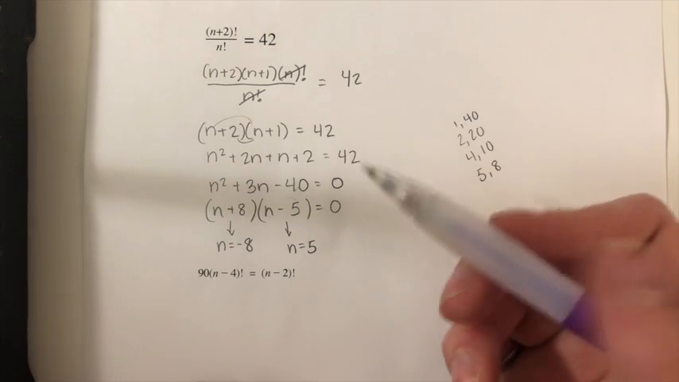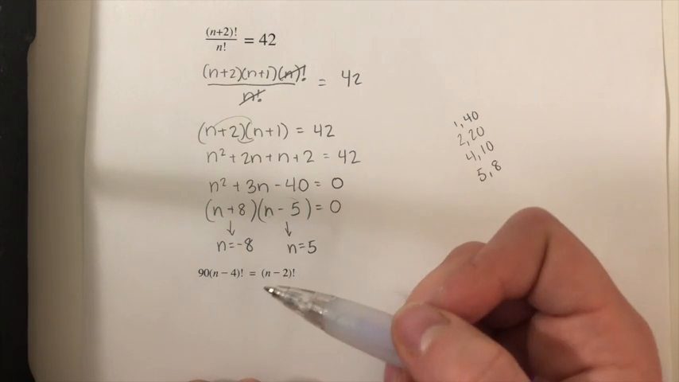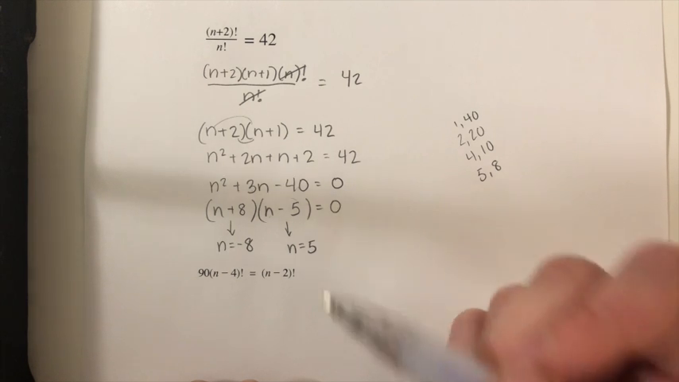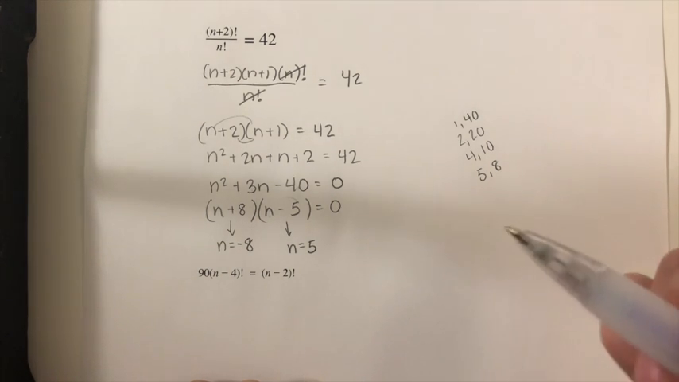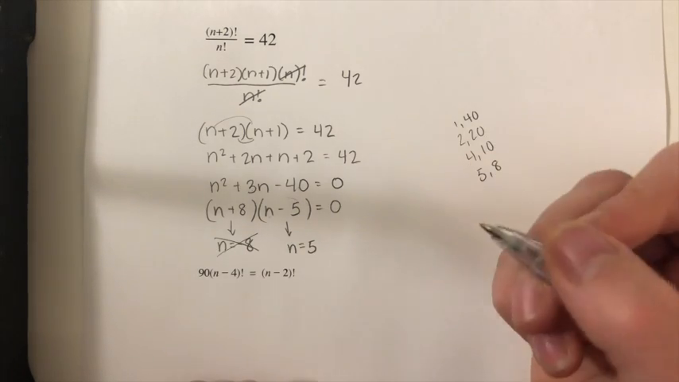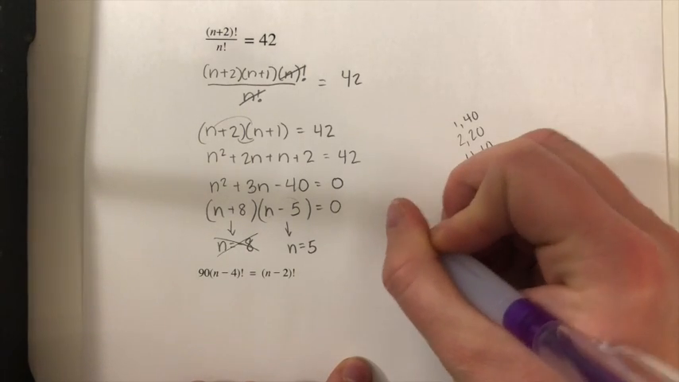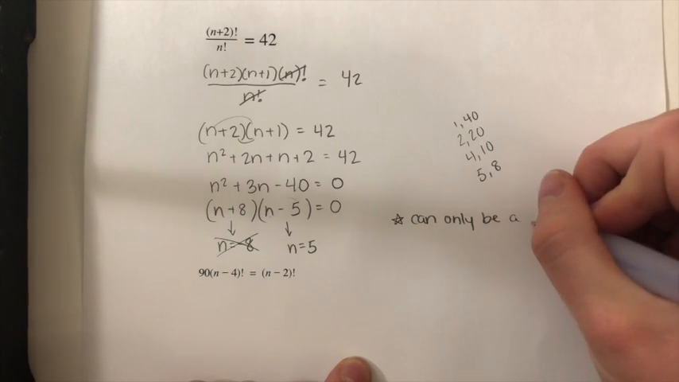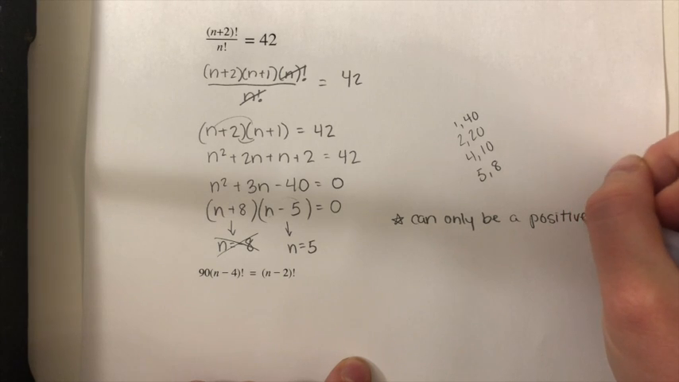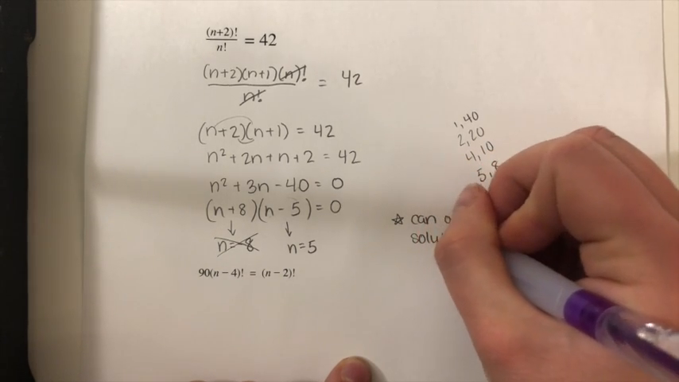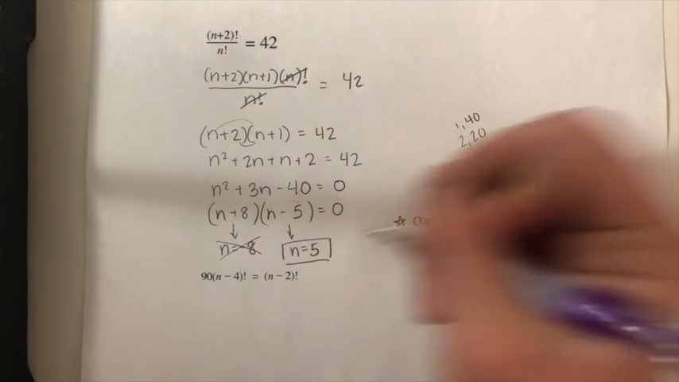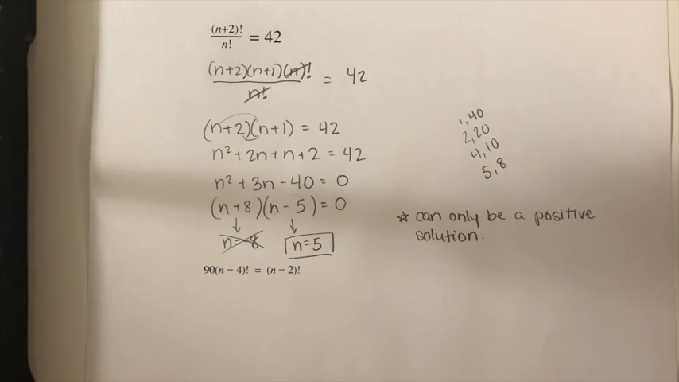Okay, so because we get two solutions, we need to think about which one works. Remember how we talked about this factorial notation is only for positive integers, so this negative number can't be it. So it can only be a positive solution. Problems like this, generally you're going to get one positive, one negative. Whatever the negative is not a solution, and the answer just is whatever the positive one is.